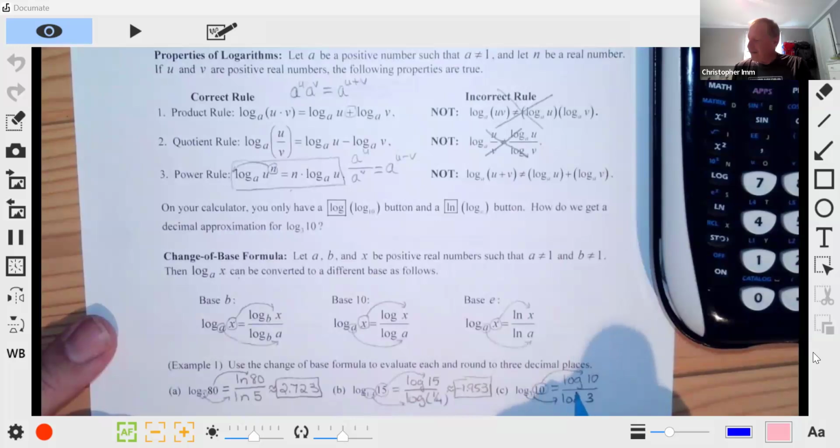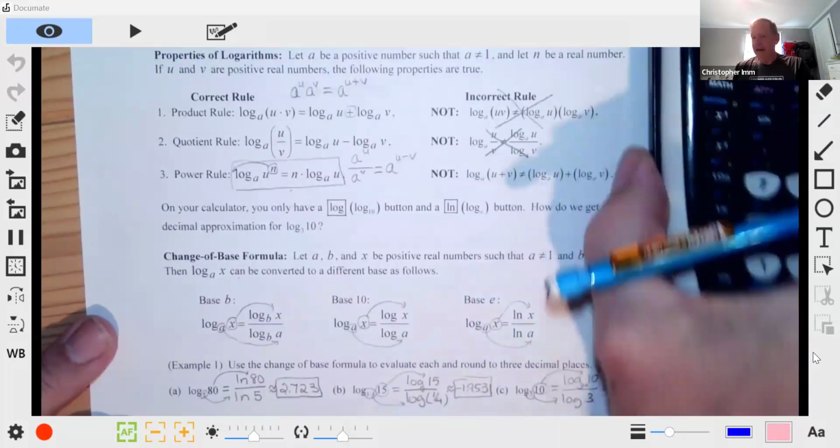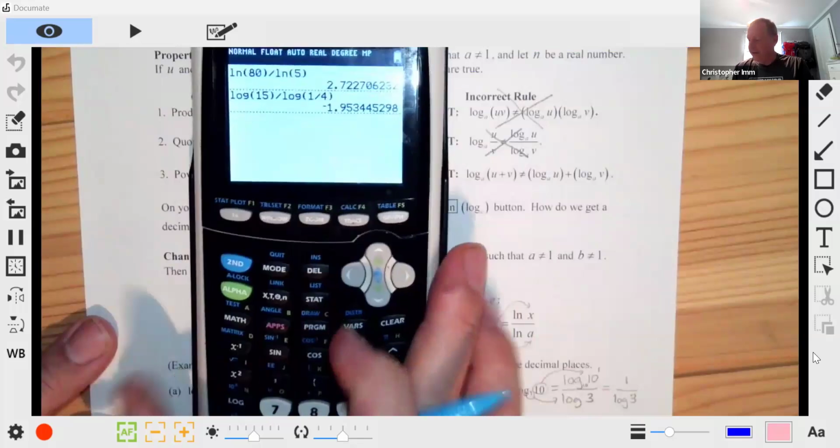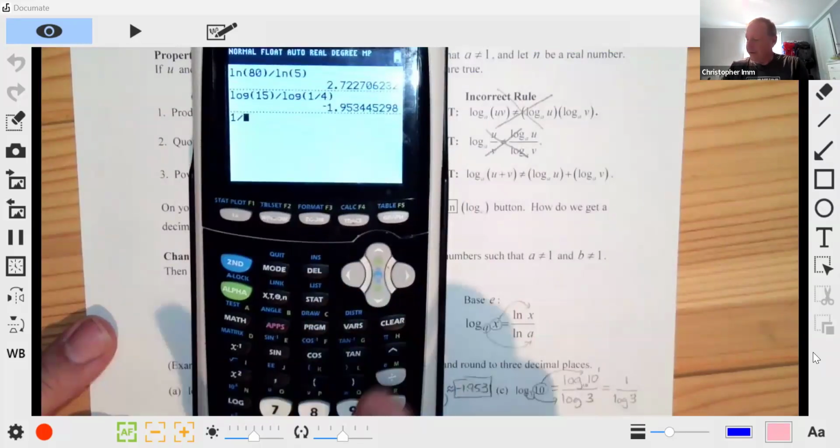Since I have log base 10 of 10 here, I could actually reduce this to log base 10 of 10 to the first. So this could be a 1 from the rules that we just learned over the log base 3. Still use my calculator, but I just wanted to show you that that will work for you.